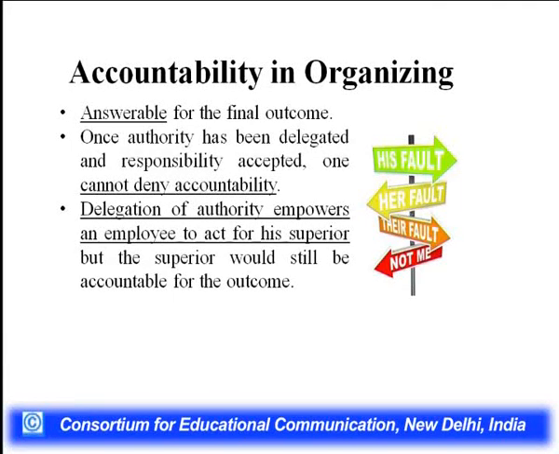The last important element in this three-part hierarchical relationship is the accountability aspect, which is basically the answerability for the final outcome. So the one who is overall in charge will be answerable. It means he will be accountable and there is no excuse in terms of whether this was not his responsibility, whether this was delegated to someone else. It means he will be answerable. Once authority has been delegated and responsibility accepted, one cannot deny accountability. At the same time, delegation of authority empowers an employee to act for his superior. But at the same time, the superior would still be accountable for the outcome.